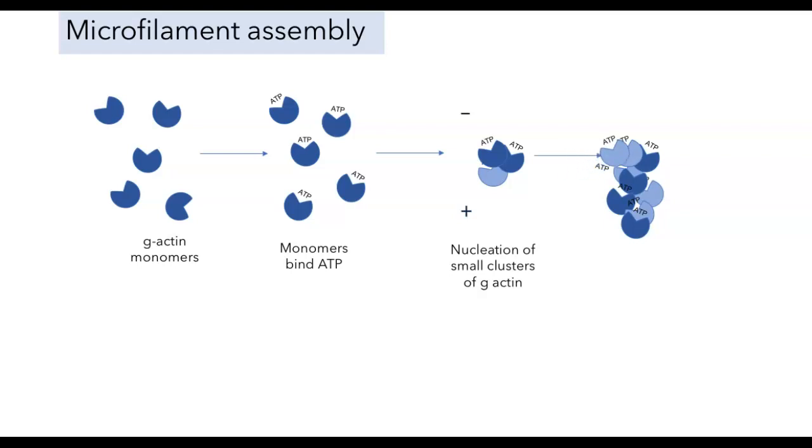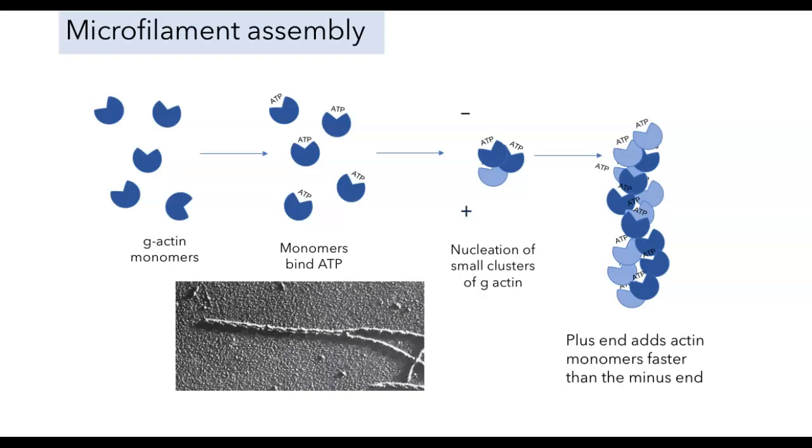There are some actin monomers that can join onto the minus end, but the rate of addition at the minus end is much slower. And what that means is that as these clusters elongate, they grow preferentially from the plus end. The resulting structure looks like 2 strands coiled around one another. We call this filamentous actin, or F-actin, to distinguish it from the globular actin.